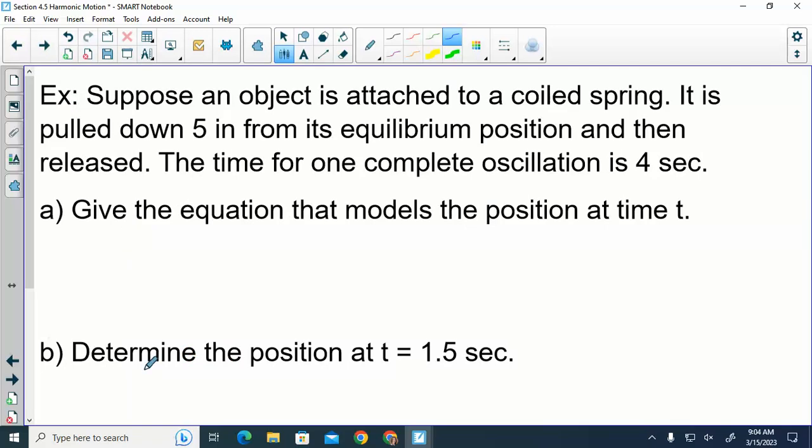All right, so let's see if we can model some. Suppose an object is attached to a coiled spring. It is pulled down 5 inches from its equilibrium and then released. The time for one complete oscillation is 4 seconds. So a lot of times we use S of t. That's the same thing as saying y. It's just your position at time t. Is this a sine or a cosine graph?